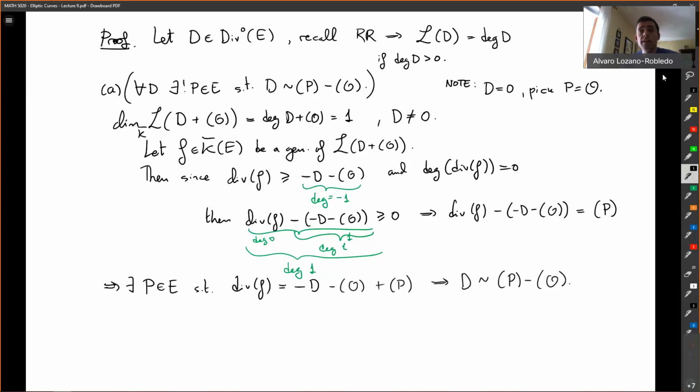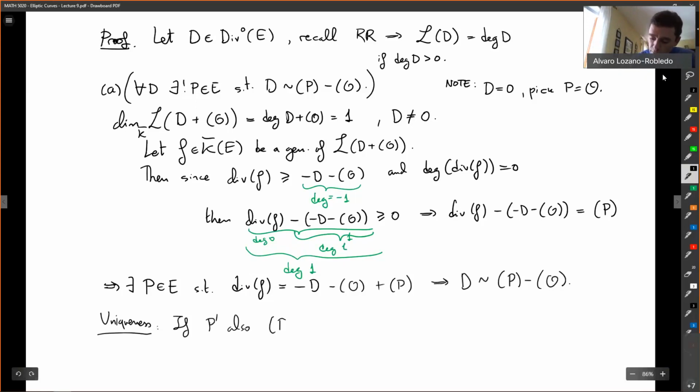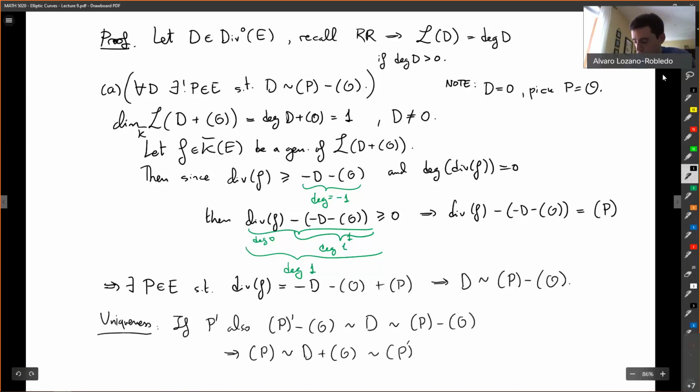The proposition actually says that there is a unique such P. So let's take care of uniqueness. Suppose there is another P prime with the same property, that P prime minus O is equivalent to D, and D is equivalent to P minus O. Then it also implies that P is equivalent to D plus O, which is equivalent to P prime, which tells me then that P is equivalent to P prime.